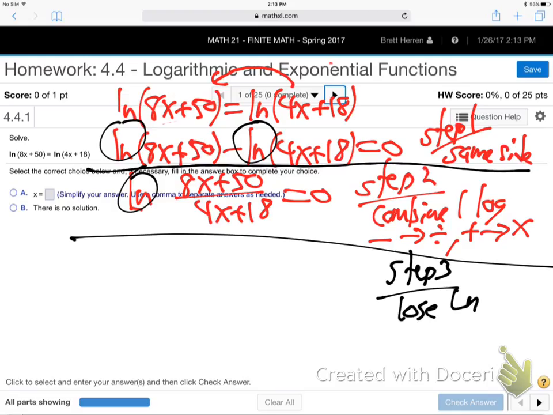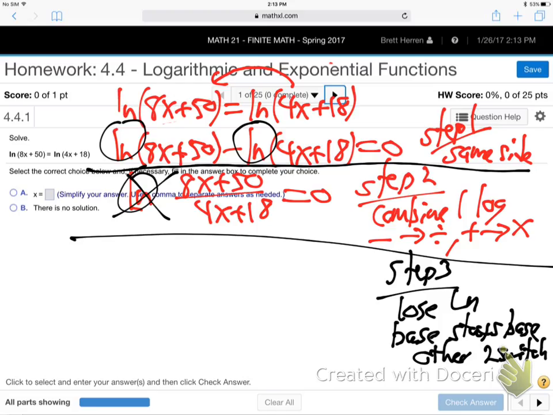And what happens when you gain or lose a log? Remember what happens? Base stays the base. Other 2 switch. So I'm going to lose that log. On the next line, there will be no log. The base stays the base. Now, what's the base? What's the base for ln? E. So go ahead and write it in there. It's an understood base. We need to see it, though. So write in that E.